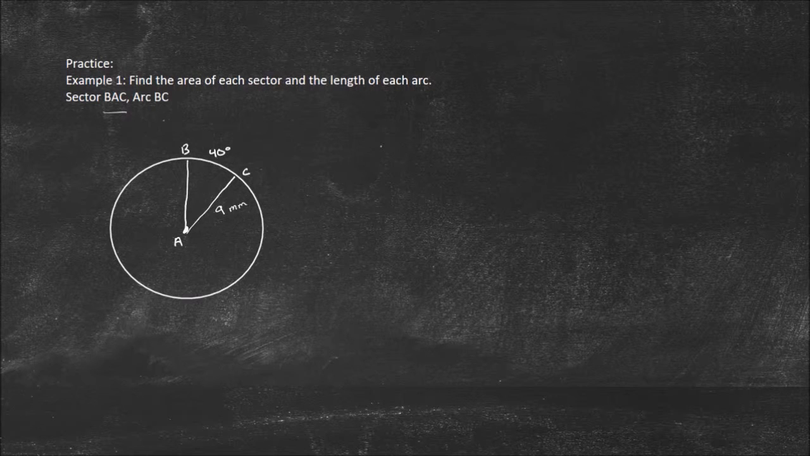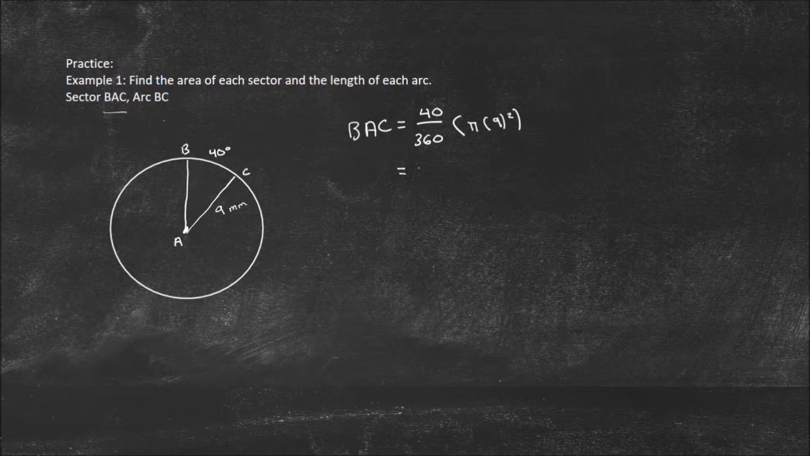Okay, and arc BC. Let's just use our formulas. Sector BAC's area is going to be the angle measurement divided by 360, so 40 divided by 360, multiplied by the area formula, pi times r squared. The r I'm given is 9, so 9 squared. 40 divided by 360 is 1 divided by 9, times 81 pi, which simplifies to 81 divided by 9 pi, which is just 9 pi. So that is the area of our sector BAC.